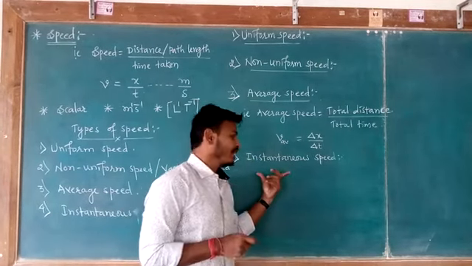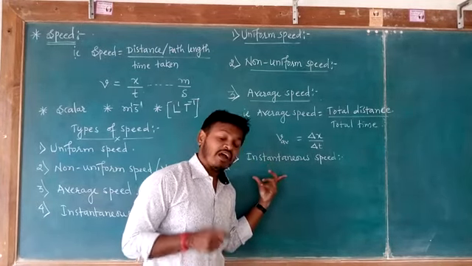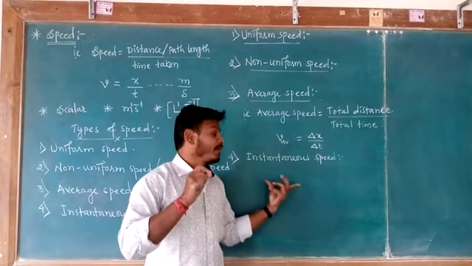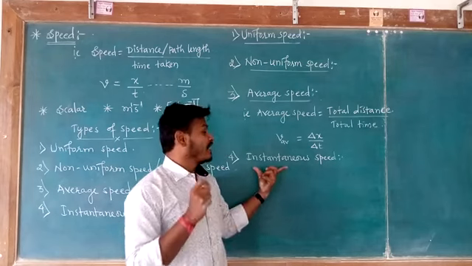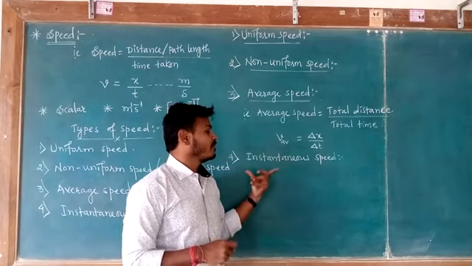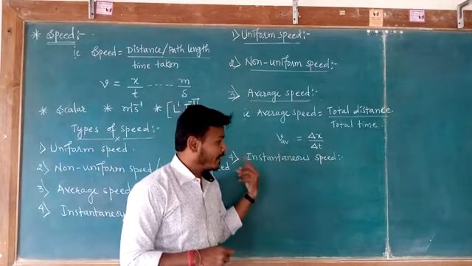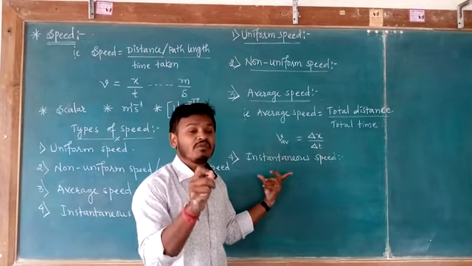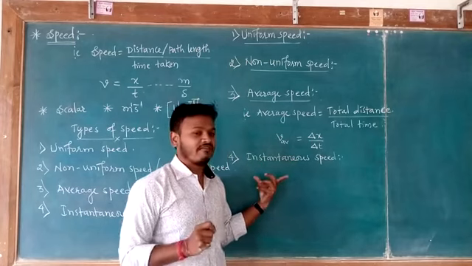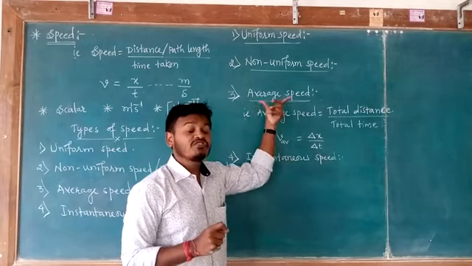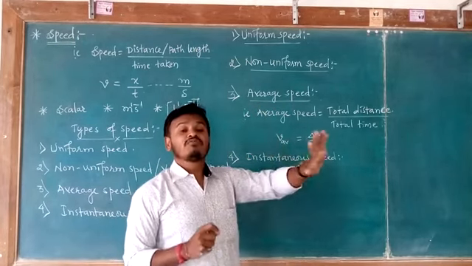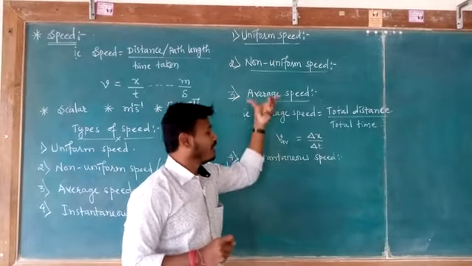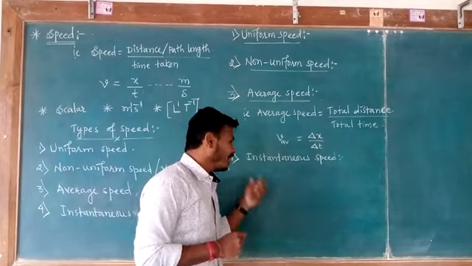The instantaneous speed. Instantaneous speed means at a particular instant of time, at what speed the body is traveling. I repeat, instantaneous speed tells us how fast the body is traveling at a particular instant of time. Average speed tells us how fast the body is traveling in a given time interval. This is the main difference between average speed and instantaneous speed.